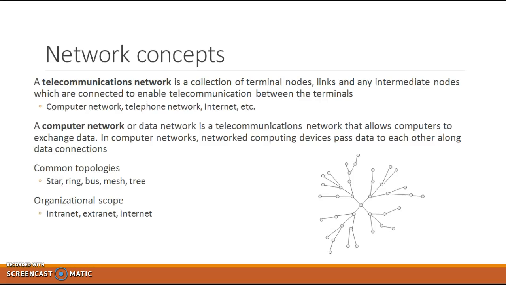Since in the prerequisite of this course we have already studied the network terminologies, we have star topology, ring topology, bus, mesh, and tree, and three different kinds of networks: intranet, extranet, and internet. The intranet is the most secure one, and the internet is the least secure one among the different networks.